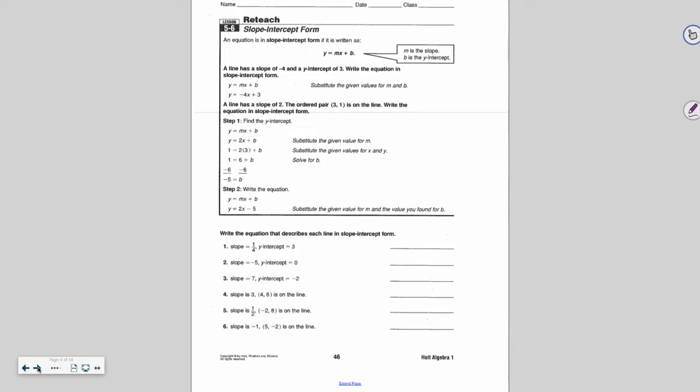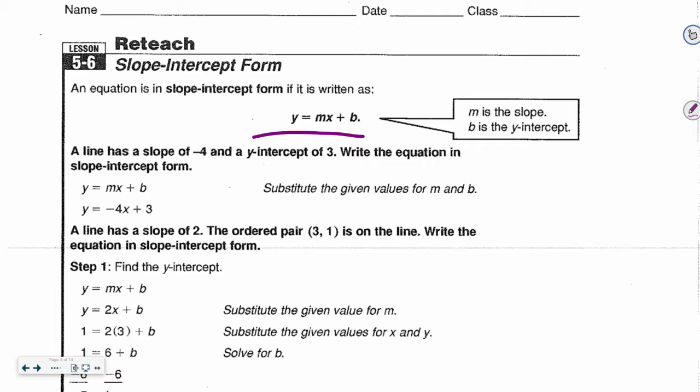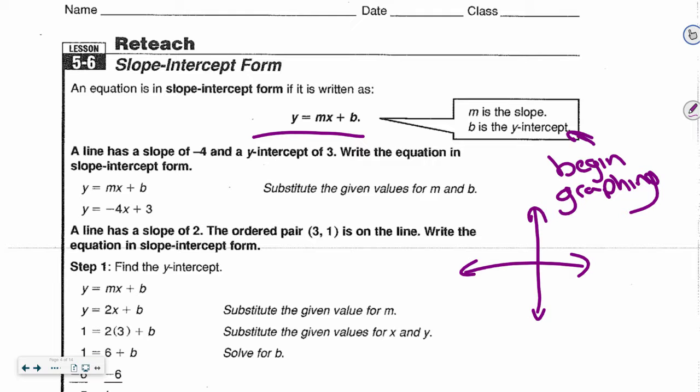So you remember slope-intercept form is mx plus b. So where the m is the slope and the b is the y-intercept. B is where you start or begin graphing. So the b will be a number. 3, 4, -2, it could even be 0. And that's where you are going to start graphing. So if I have my xy plane, my b will be on this line. So that would be where my b is.